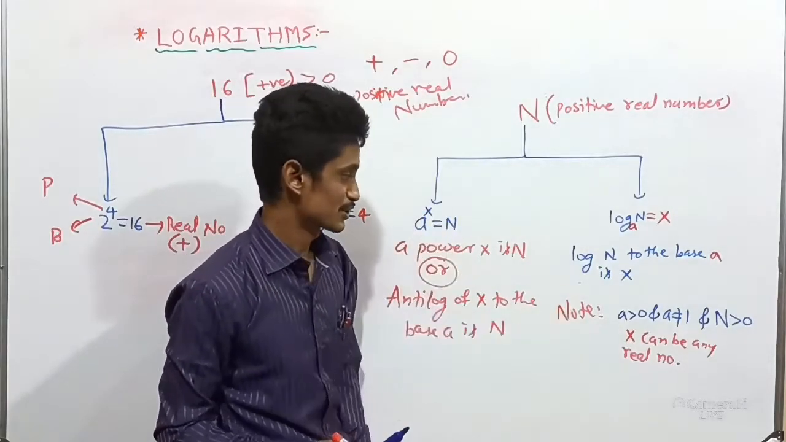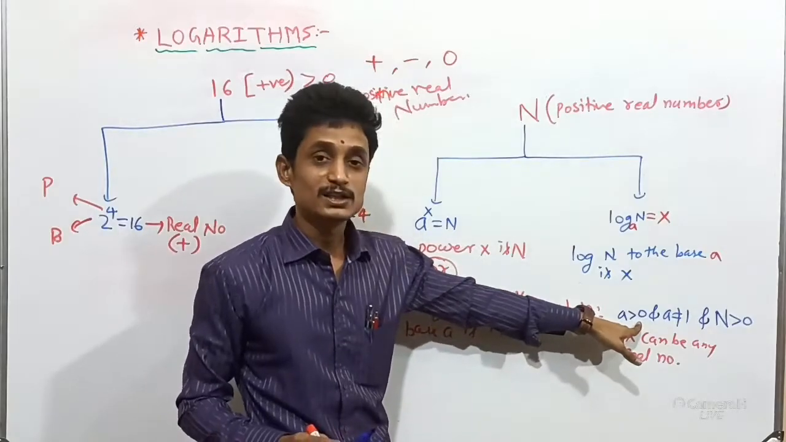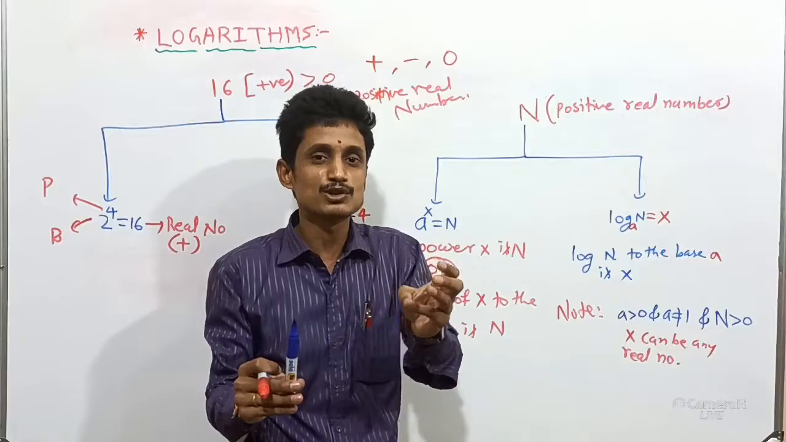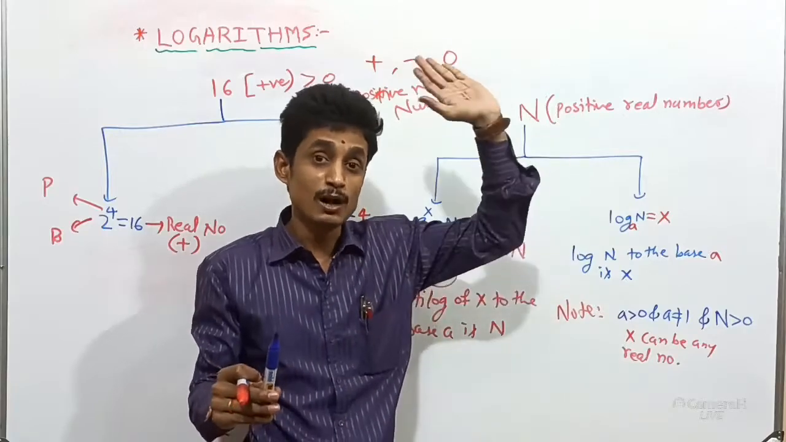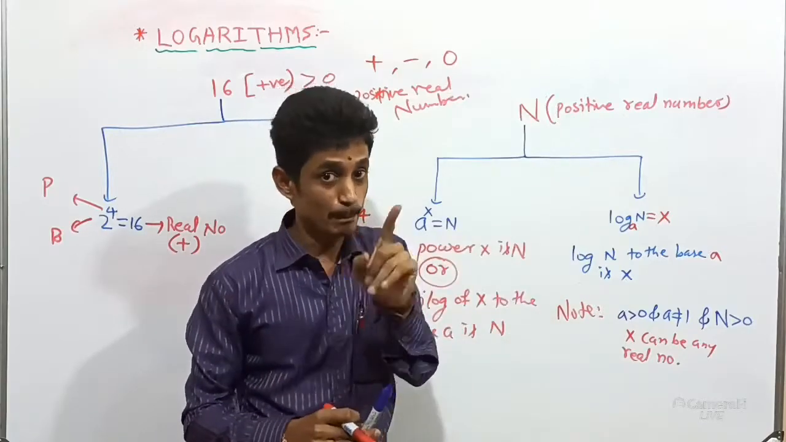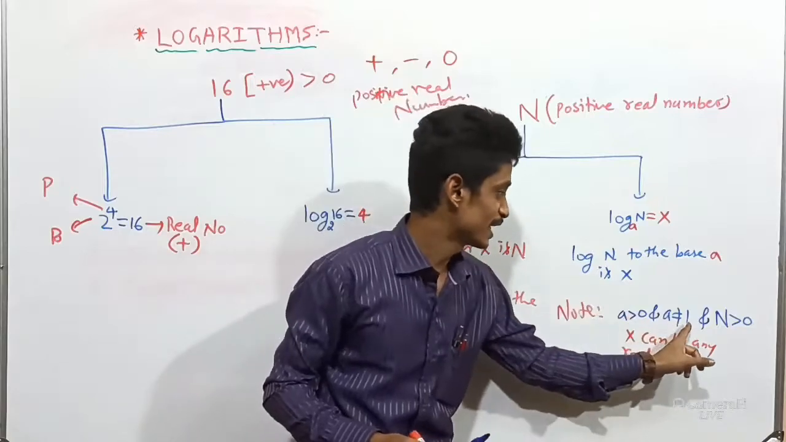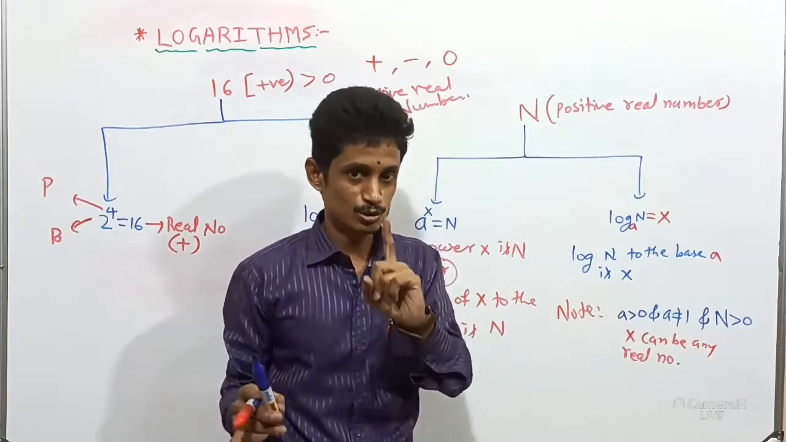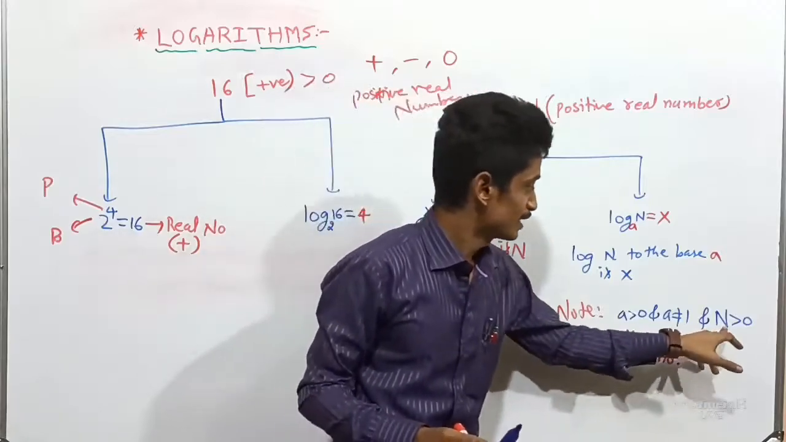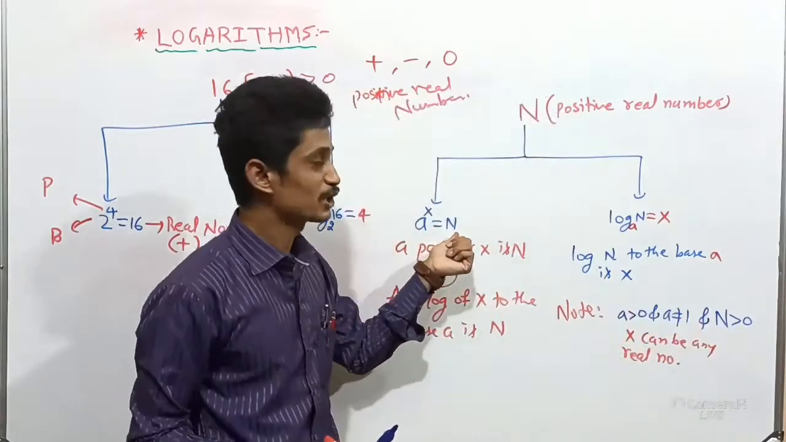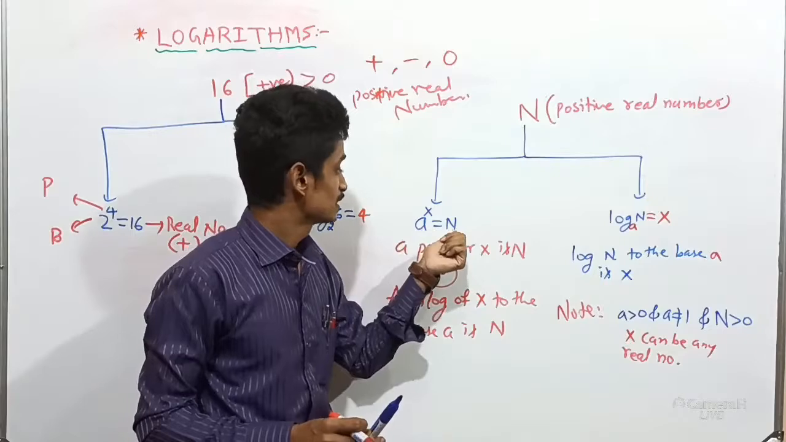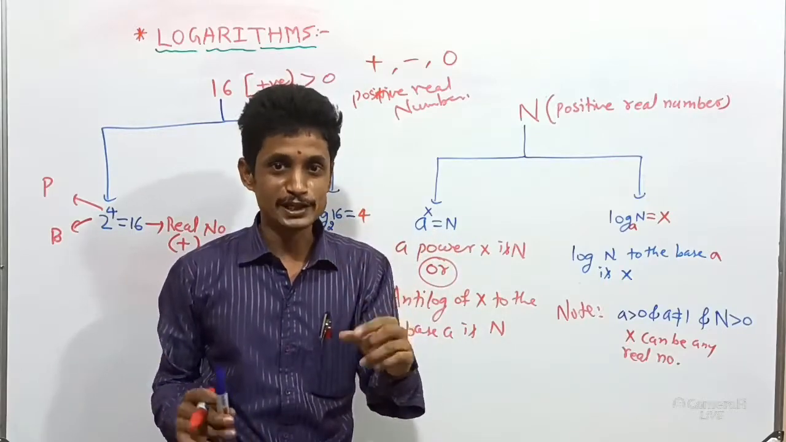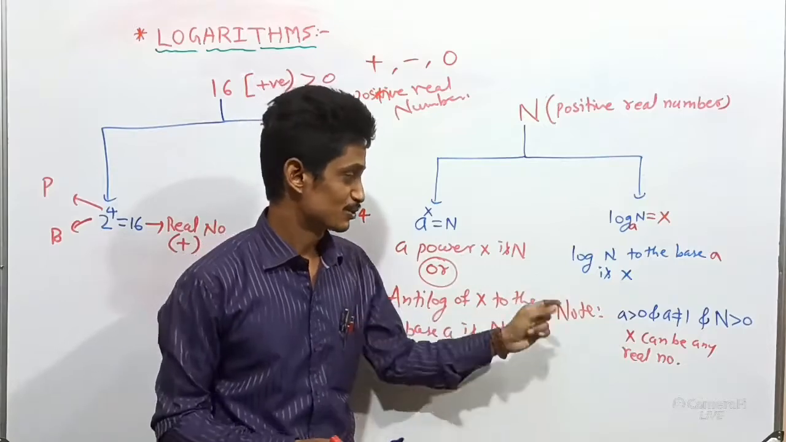About this representation, a will be greater than 0. Greater than 0 means it immediately starts from 0.000 something up to infinity. But between them one more number we have, that is 1. So a should not be equal to 1. Keep in mind. And n, the output of that exponent, will always be a positive quantity. It means greater than 0.